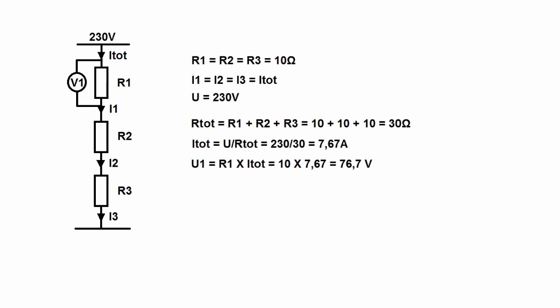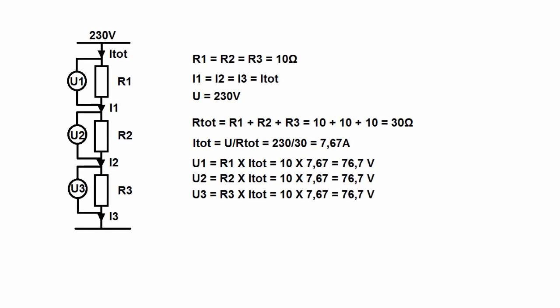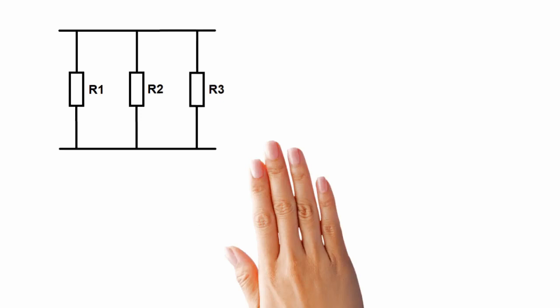Now we can use Ohm's law to get the voltage. Voltage equals the first resistance multiplied by amperes, equals 76.7 volts. Here is the voltage of the first resistance, and we will do the same for the other two. We also find 76.7 volts. We see that the voltage is below 230 volts and that our devices do not work.